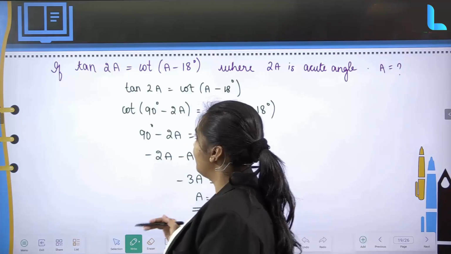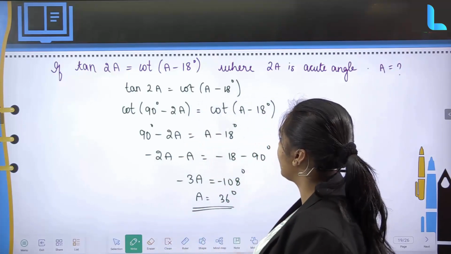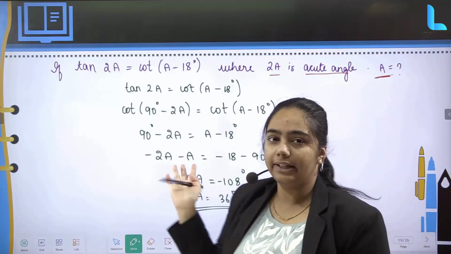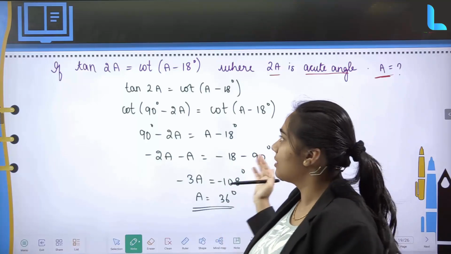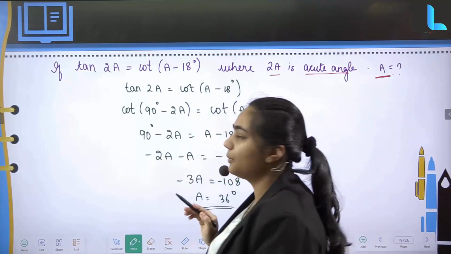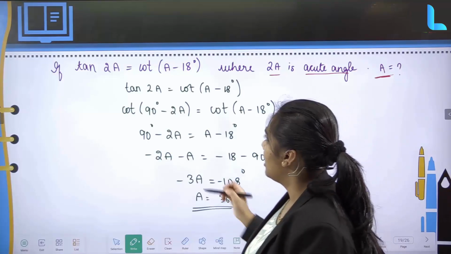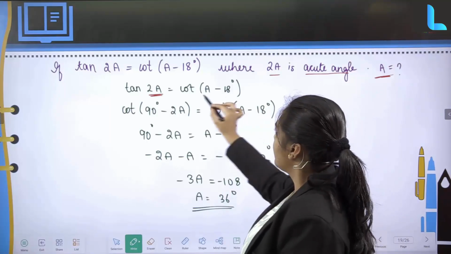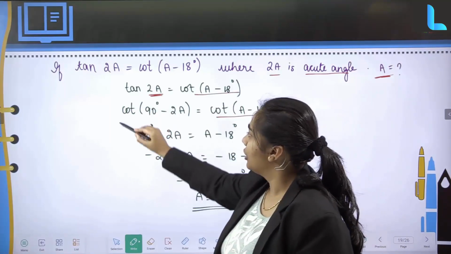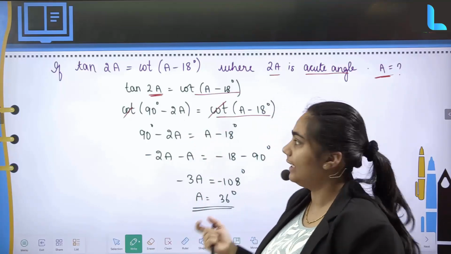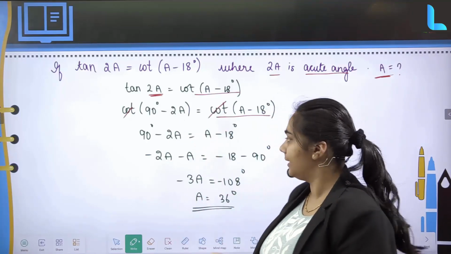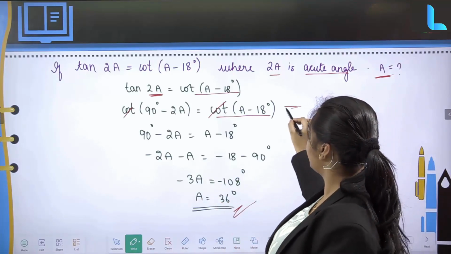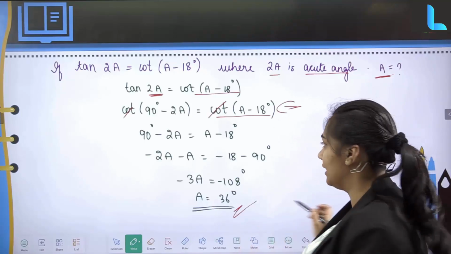The next question: if tan 2a is equal to cot (a minus 18), where 2a is an acute angle, a is equal to question mark. This question has been quite repeated, so just have a look at it. Given is tan 2a is equal to cot (a minus 18). So tan 2a can be written as cot (90 minus 2a). And this I'll just write in the same manner. So cot and cot, I can just write 90 minus 2a is equal to a minus 18 degree. Just rearrange the terms, you'll be getting the value of a. All that you have to do is this one step, and the rest everything you can manage.